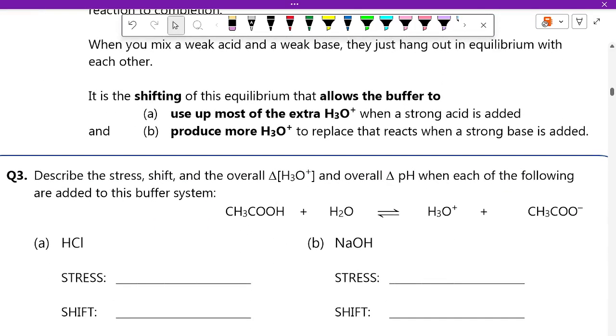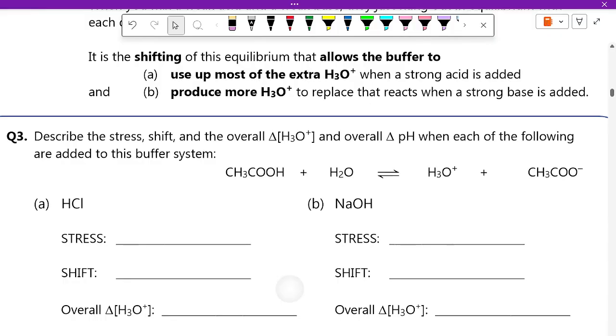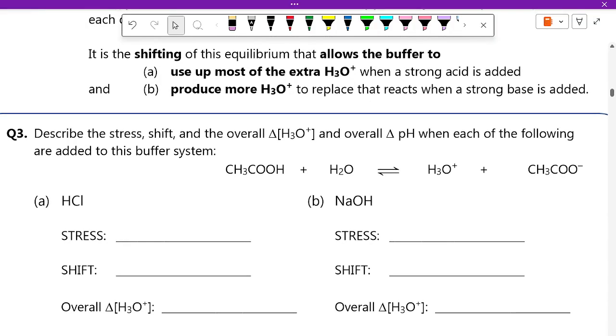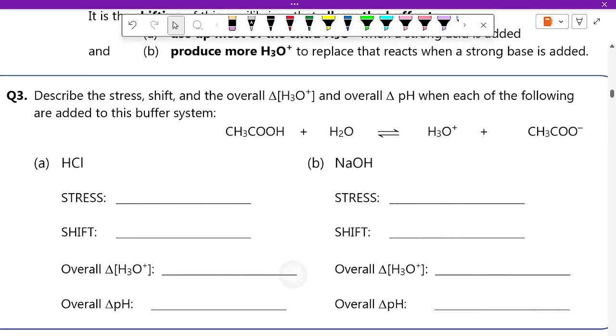All right, so I'm going to get you guys to describe what the stress is here, and then what the shift is, what the overall change in hydronium concentration will be, and what the overall change in pH will be when we add HCl and when we add NaOH. Give that a try.